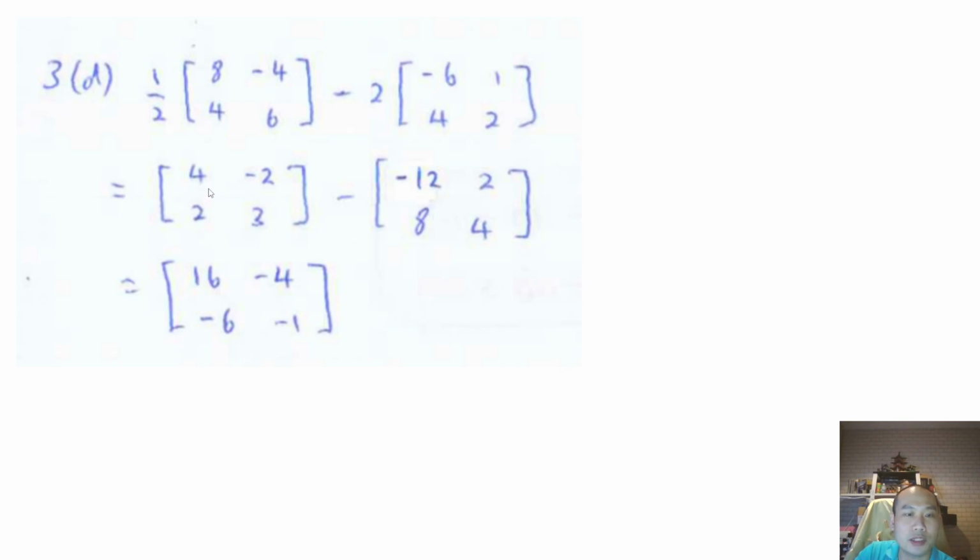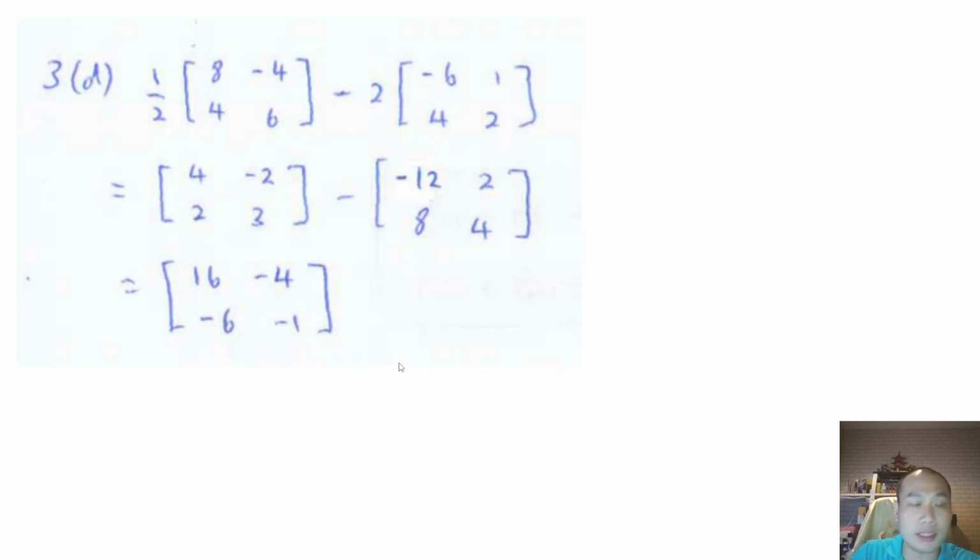Then after that, do our subtraction: 4 minus -12, 16. 2 minus 8, we have -6 here. -2 minus 2, -4. 3 minus 4, -1. So far, I hope you're having success with all these questions. They are quite straightforward computation.